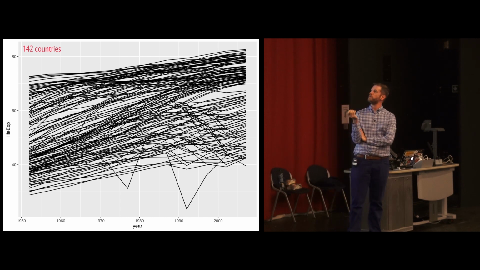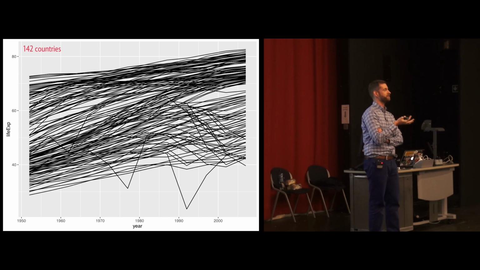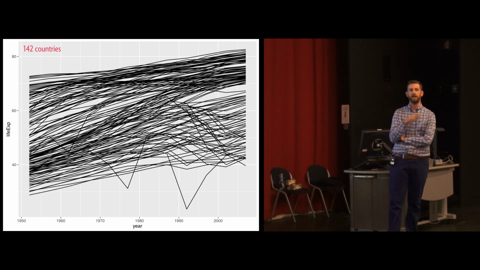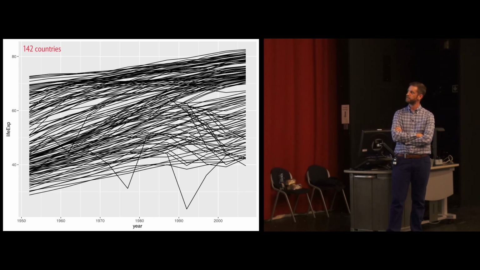And this is by no means a big data set, right? This is like 1,700 observations in total. But even when you start plotting this much data, you immediately have some problems. Like, what can you tell from this plot? What are the main takeaway messages? I mean, maybe you can see that generally the pattern is upward.